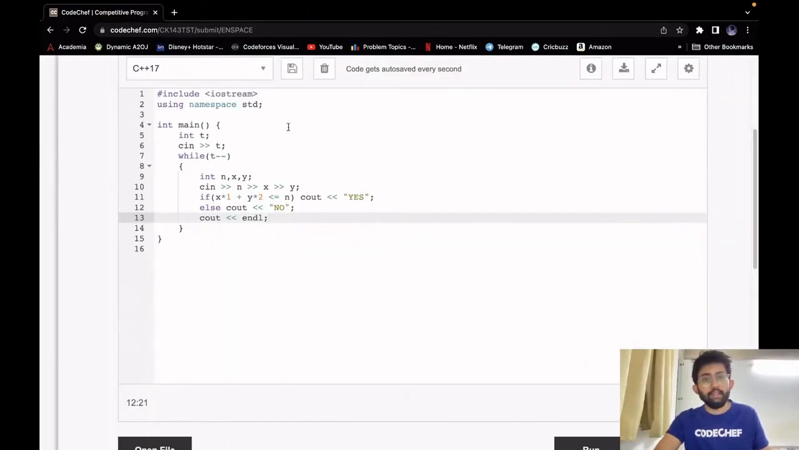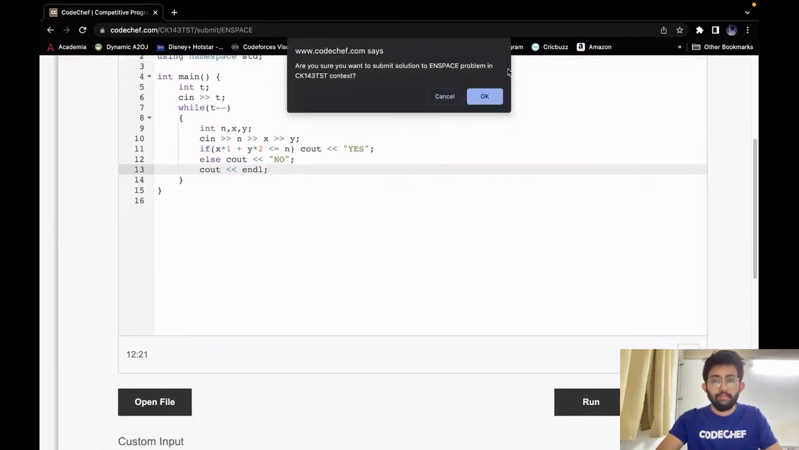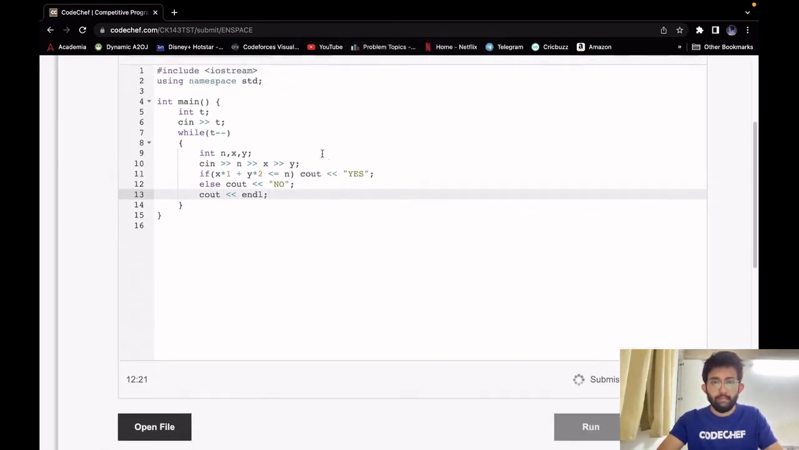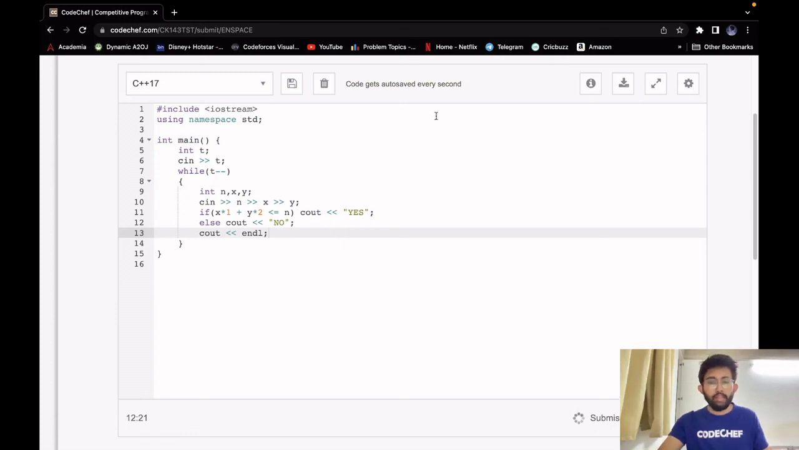Let's have a look at the implementation. We take an input t, which is the number of test cases, and then we run a loop of length t. For each test case, we take our input of 3 integers n, x and y, and then we check whether the free space available to us is greater than or equal to the total space required by us or not. If the condition is true, then we print yes, otherwise we print no. The time complexity in this case would be constant because we are just performing constant time operations, that is addition and comparison.